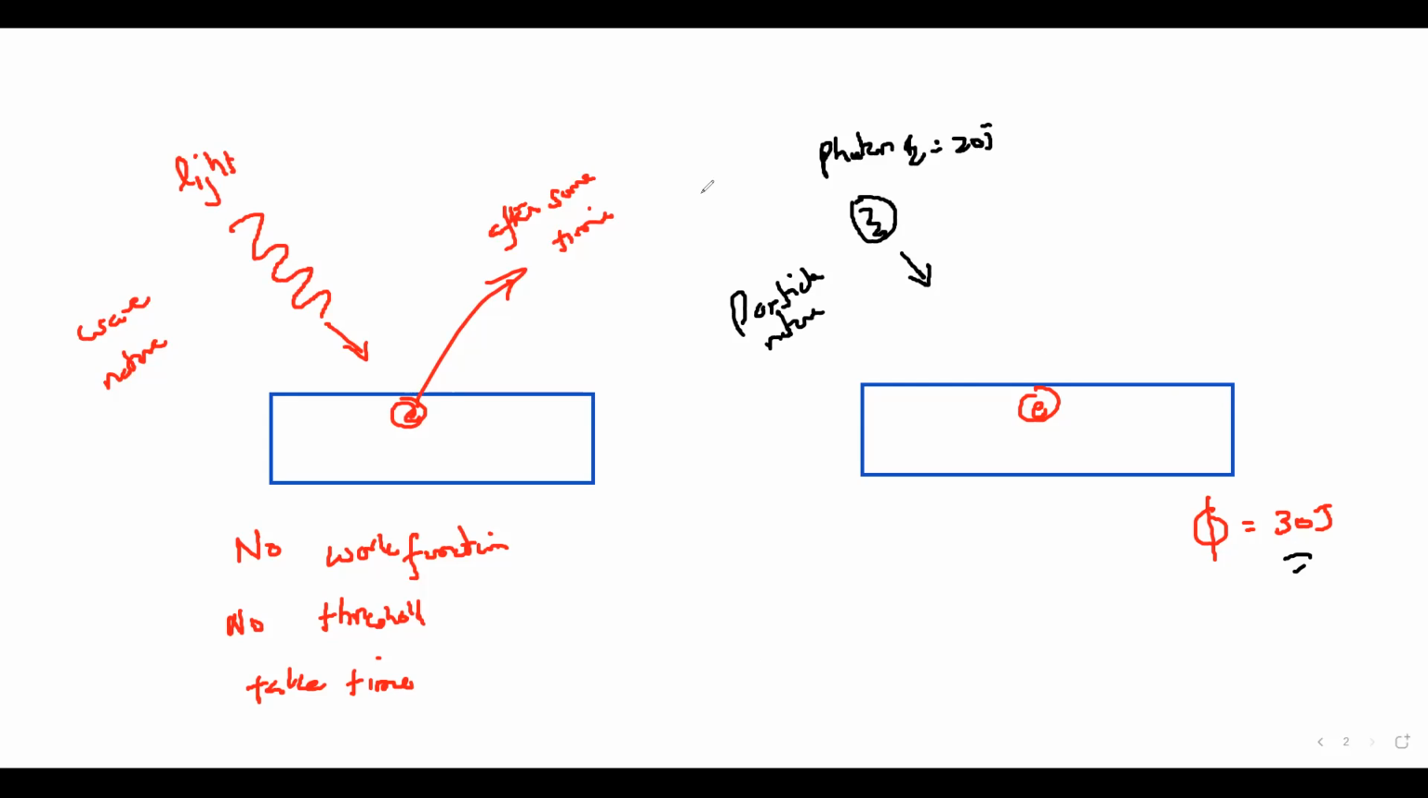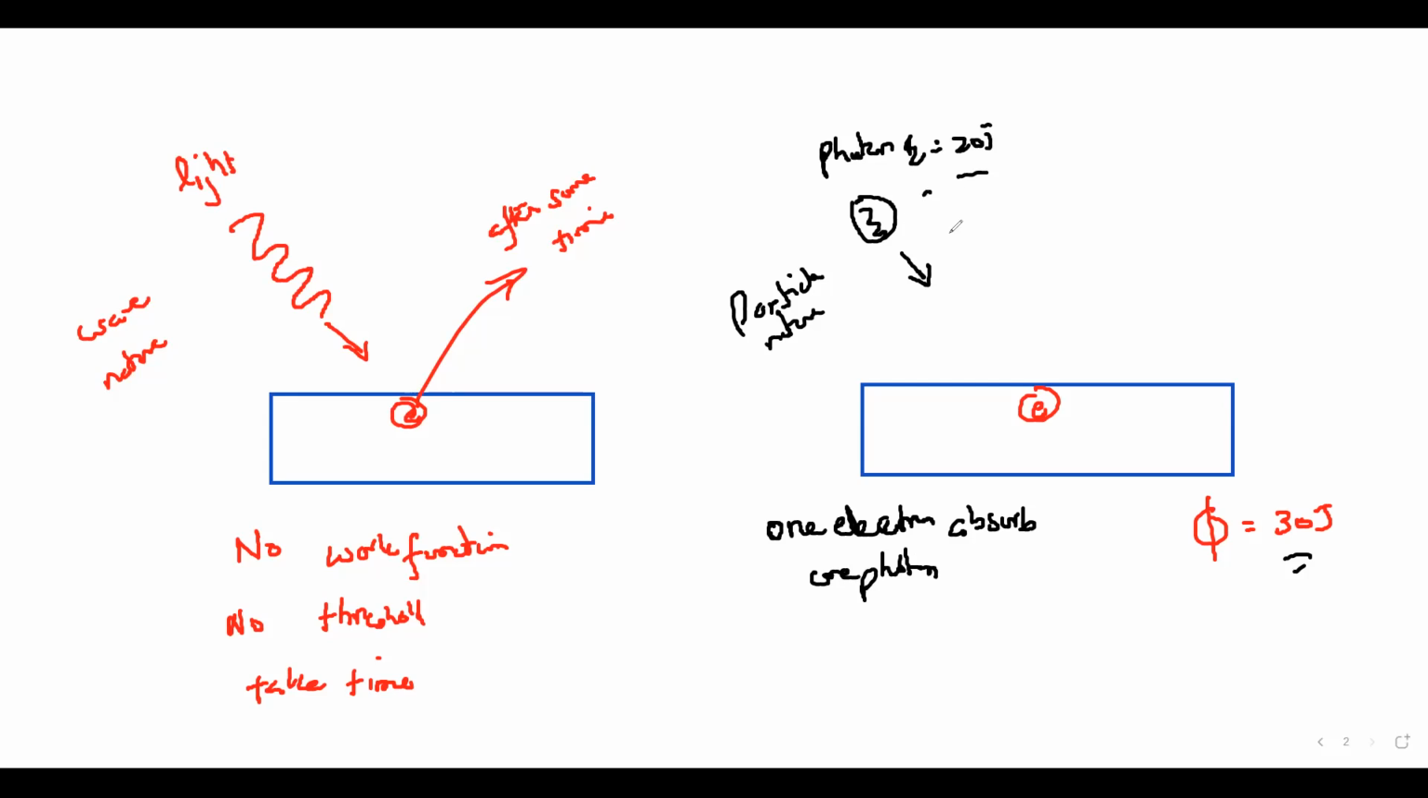If the energy of the photon is 20 and the work function is 30, the electron will not come out. According to particle nature, one electron absorbs one photon at a time. It cannot absorb two photons.